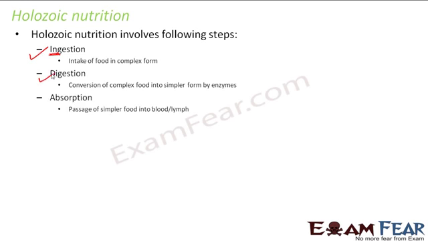Next is absorption. So now once the food is converted into a simpler form, that food can be absorbed by the cells. So the passage of simpler food into blood or lymph is known as absorption. So once that simple food is passed into the blood, what happens? Blood is present everywhere inside the body, right? So it gets absorbed within the body.